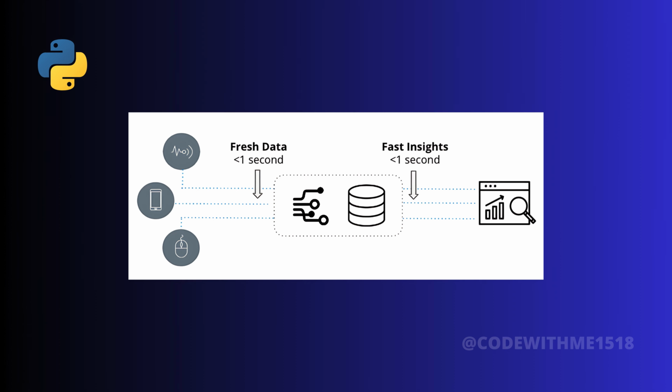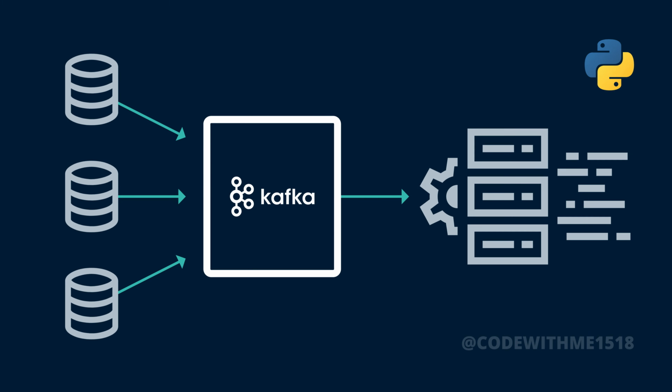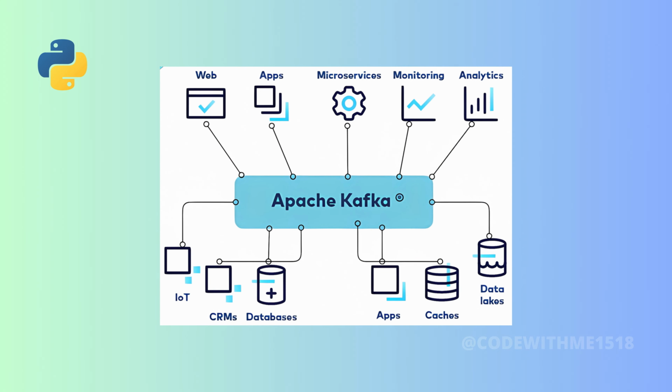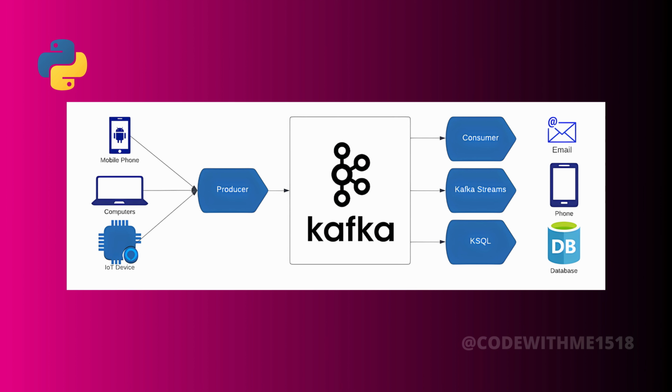Now, let's talk about Apache Kafka. Kafka is an open-source, distributed event streaming platform. It's widely used for building real-time data pipelines and streaming applications. Kafka allows you to publish and subscribe to streams of records, much like a message queue system.